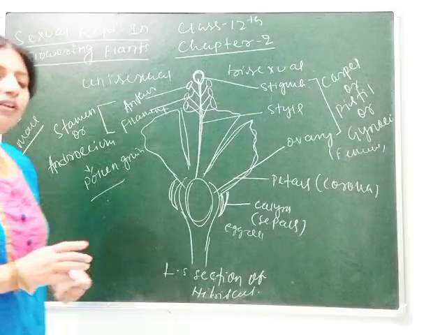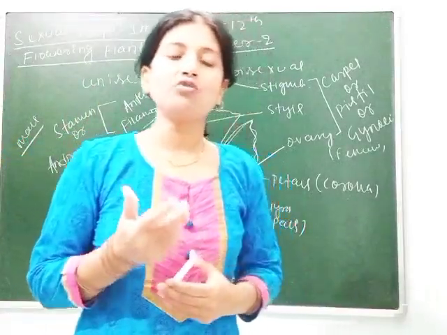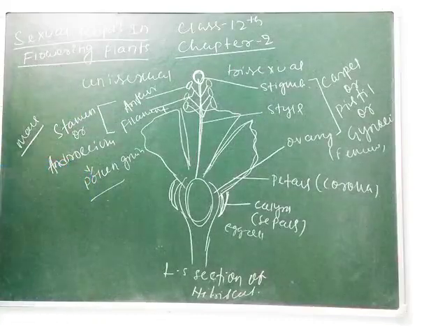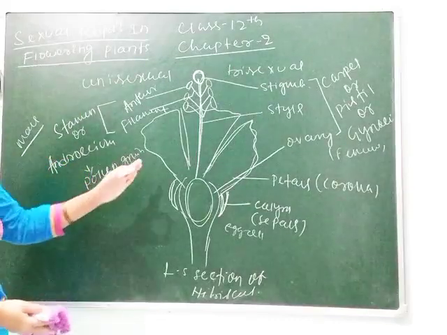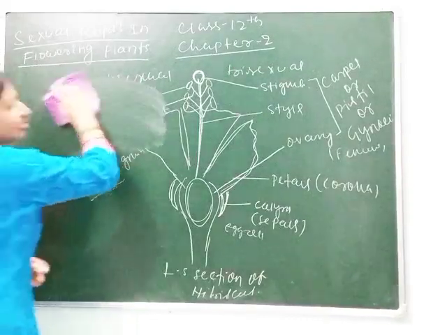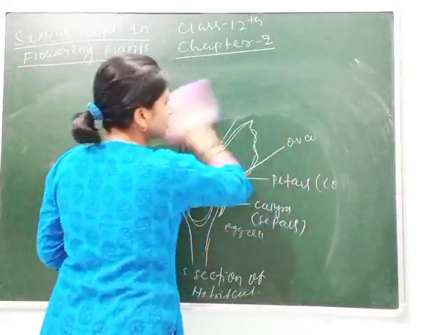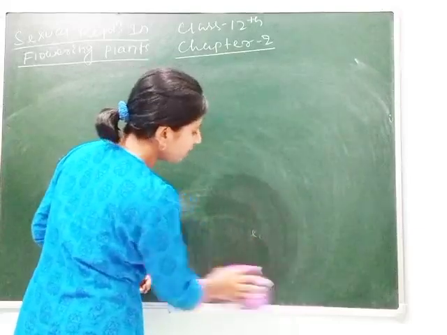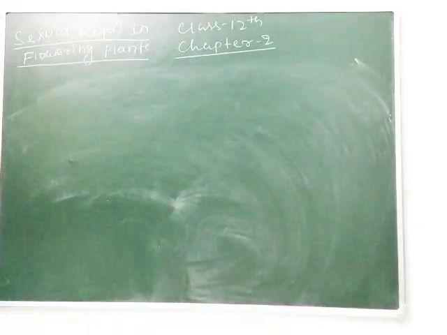As we know, when we are studying sexual reproduction, it is completed through 3 steps. Sexual reproduction is completed through 3 steps: that is pre-fertilization, then fertilization, and post-fertilization events. We know it.